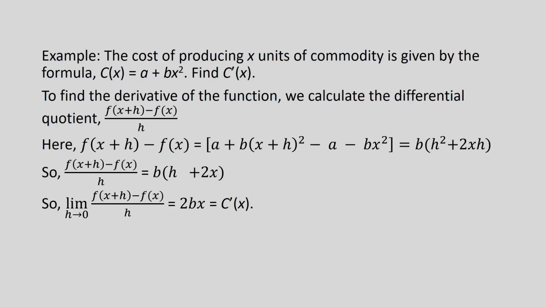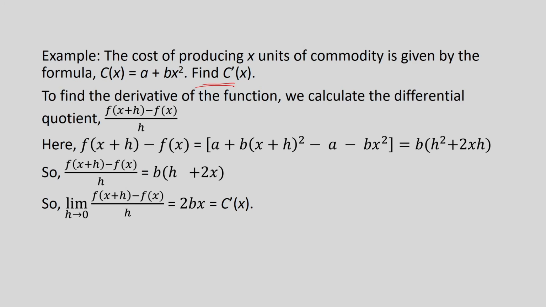Here is an example from economics. The cost of producing x units of a commodity is given by the formula C x is equal to a plus b x square. Find C prime x. C prime x is what? This is the derivative of the cost function, right? This is the cost function, with respect to x. What is the x? This x is the units of the commodity that is being produced.